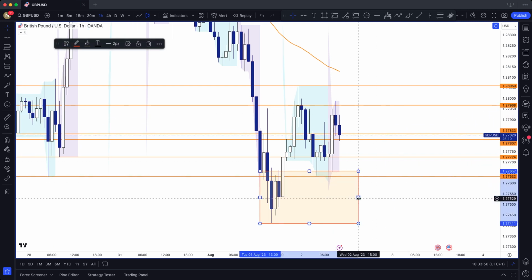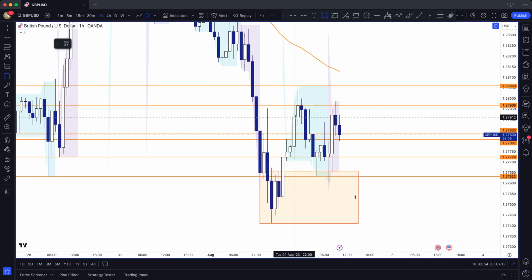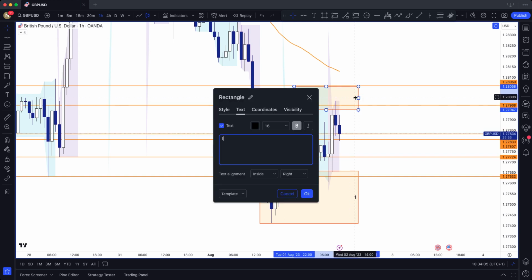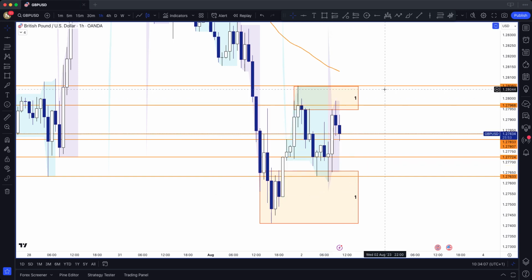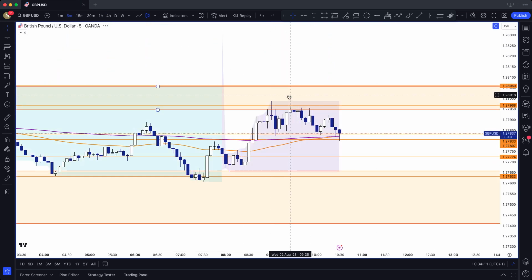This was my 1 hour demand. Quickly label it with a 1 so we know it's a 1 hour. And I saw somewhat aggressive selling over here. So I was thinking that around this zone, around this key level over here, there is most likely also some sort of supply available, okay? So these were the levels on the 1 hour, my higher time frame analysis.